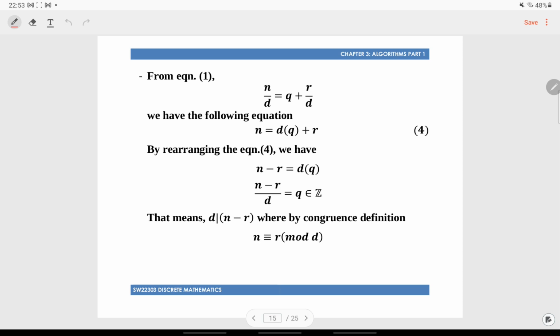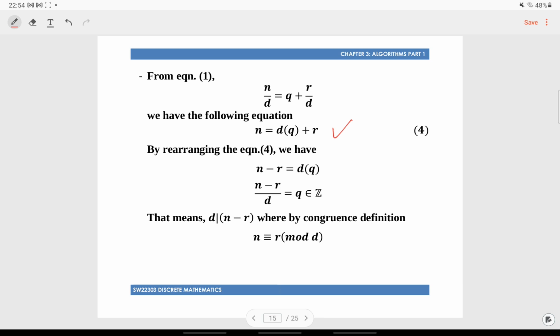Again, we still play around with equation number 1. We reconsider equation number 1: n divided by d gives q plus r over d. If we take d to the right hand side, we obtain equation number 4. By rearranging, if we take r to the left hand side, we have n minus r equals dq, and then taking d to the other side, n minus r over d equals q, where q is an integer.